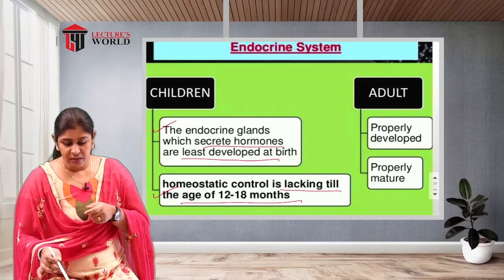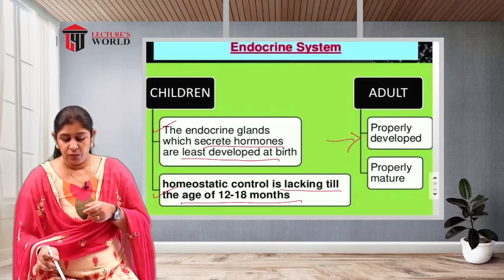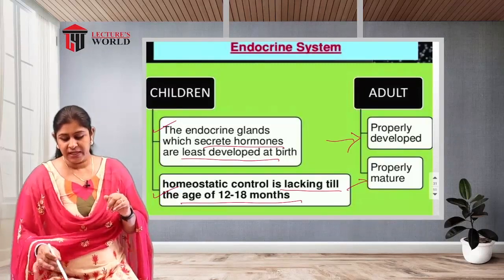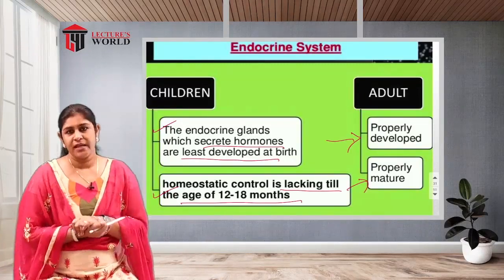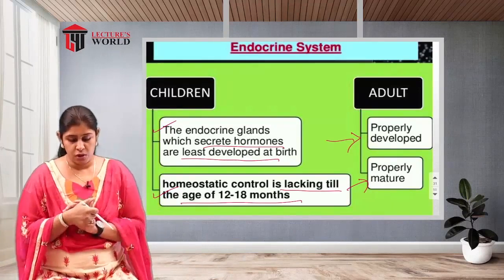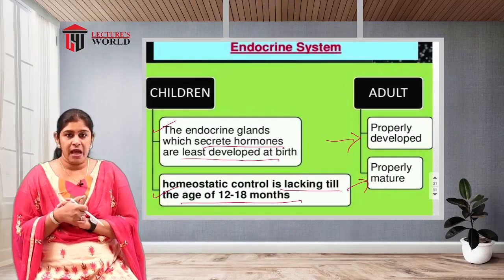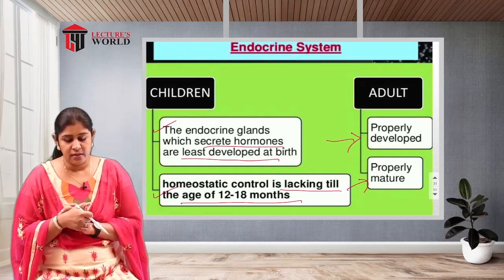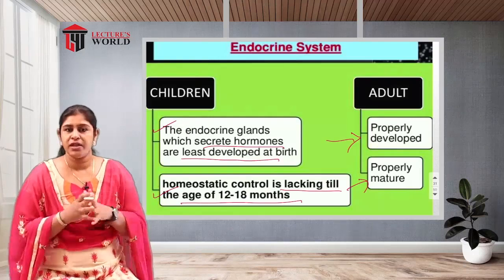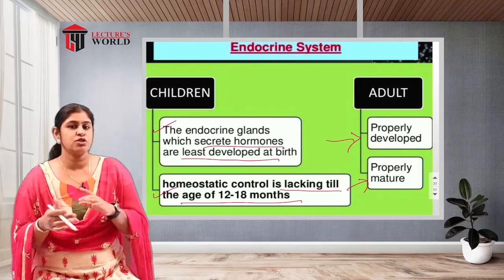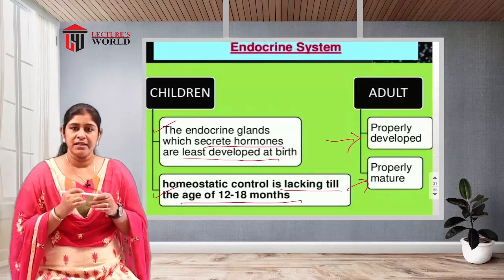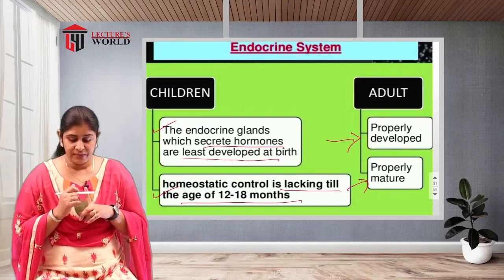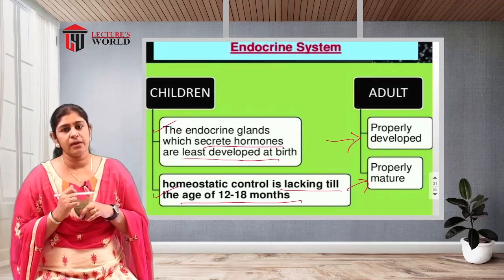Whereas in adults, the endocrine glands which secrete hormones are properly developed, and homeostatic control is mature. So we can see the difference in the endocrine system: in children, the glands are least developed at birth and homeostatic control is lacking, whereas in adults the glands are properly developed and homeostatic control is mature.